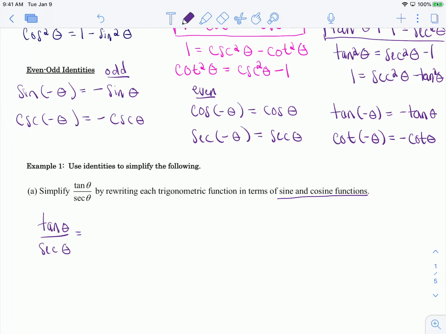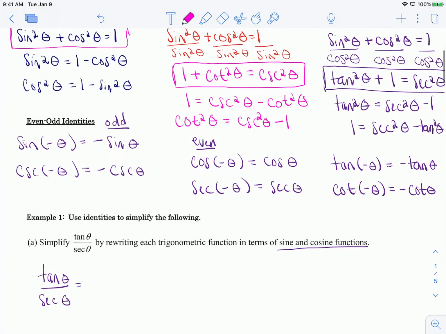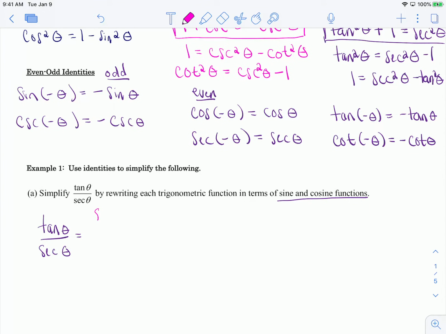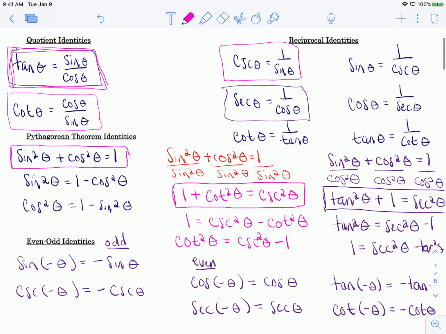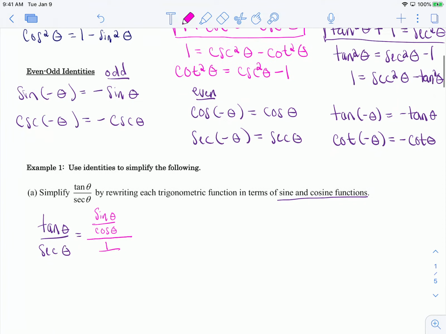Well, I know, I'm going to switch colors on us so it stands out, that tangent of theta is equal to this piece, right? So I'm going to replace tangent theta with sine divided by cosine. Well, what is secant theta equal to? Going back up to my sheet, looks like this guy. Okay, so I'm going to replace that with 1 over cosine theta.